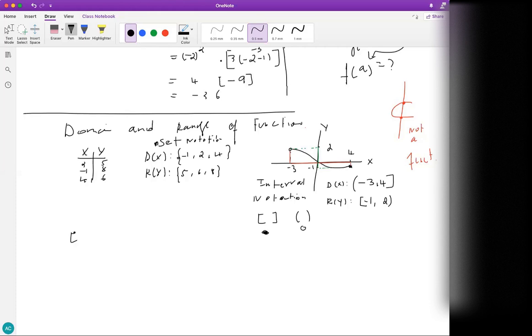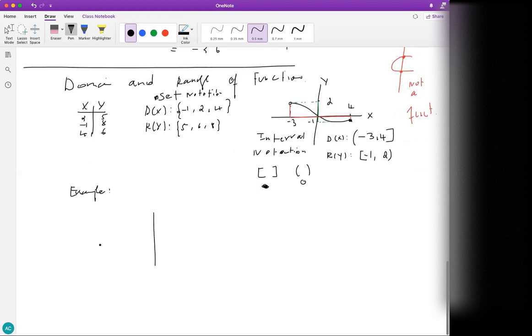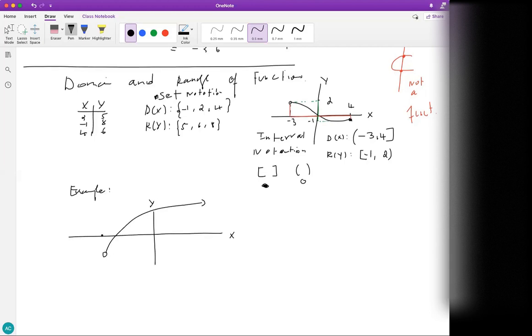For example, let's take a graph like this. This is the x-axis, the y-axis. This graph starts from this circle. This is about, let's say, -5, maybe -2 here, and probably 4. Now, same thing. Let's try to get the domain and range of this function. It's a function because of the vertical line test.